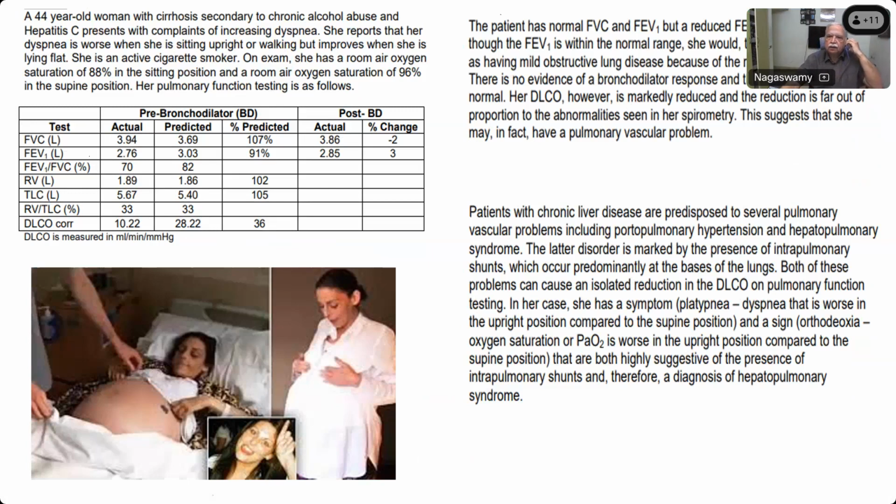So this is a case of platypnea. The sign is orthodeoxia, that is, saturation is low in the upright position and increases in the supine position. So this is highly suggestive of intrapulmonary shunt. Therefore, the diagnosis is hepatopulmonary syndrome. Okay. So mild obstructive lung disease with a diffusion defect. That is the final simple diagnosis.